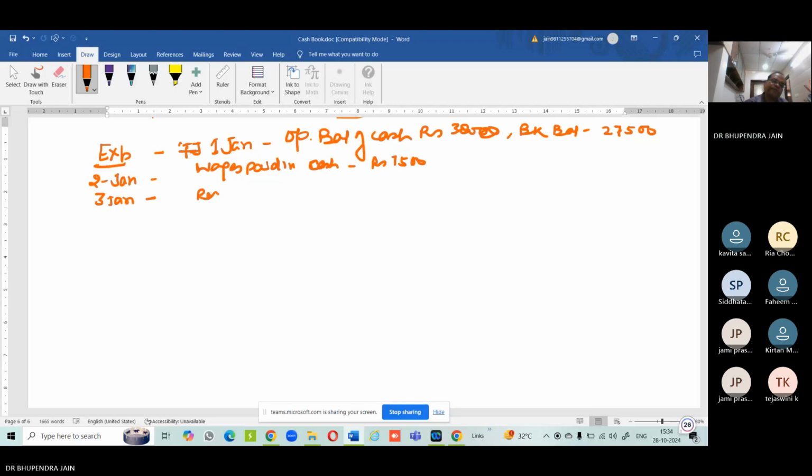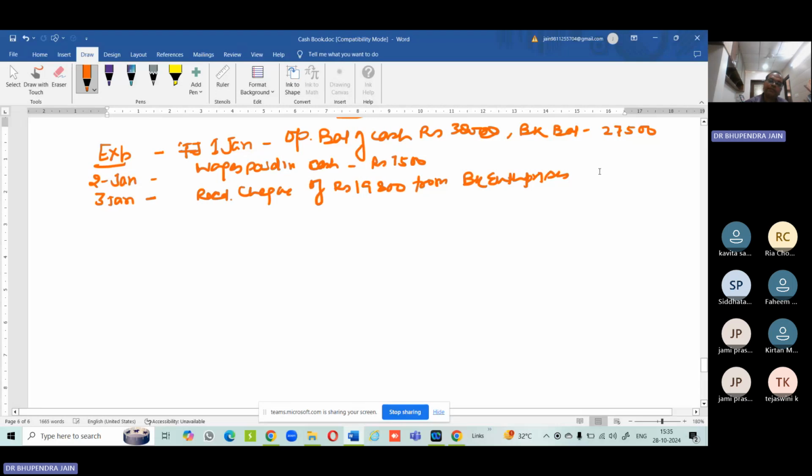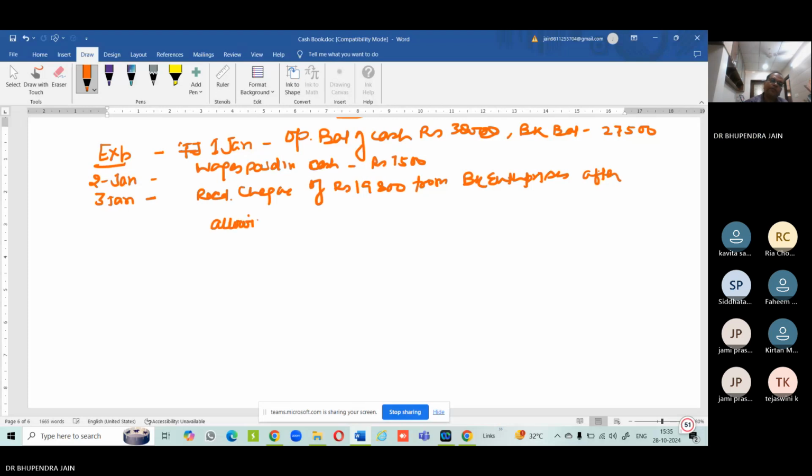On 3rd of Jan, received a check of rupees 19,800 from VK Enterprises after allowing a discount of rupees 200.